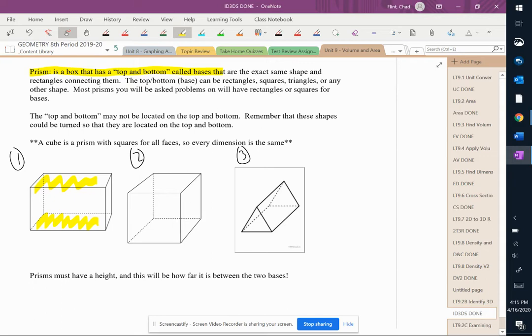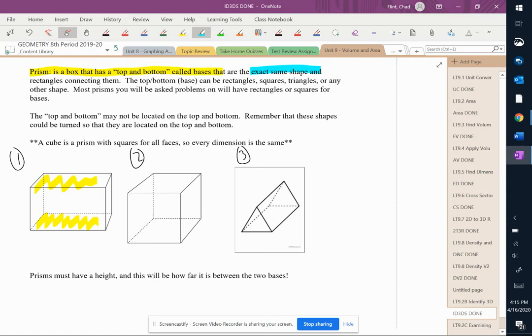You could also twist that box all around, and any of the sides could be a top and a bottom because they have to be, if you look at this next part, they have to be the exact same shape. Sorry, they have to be the exact same shape, and then they have to have rectangles connecting them. So it's a little bit weird to look at first, but I'm going to show you some more stuff.